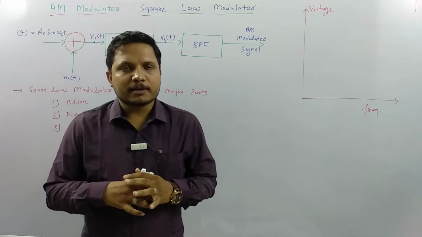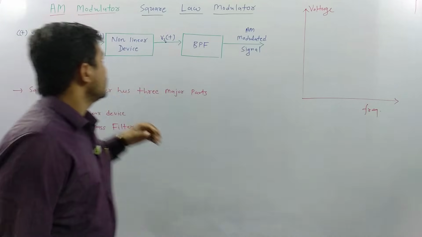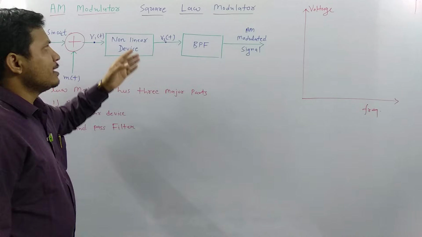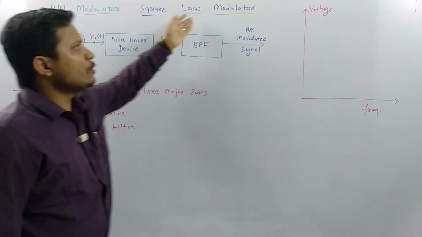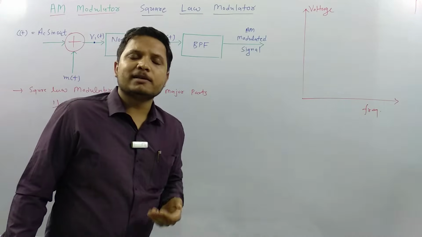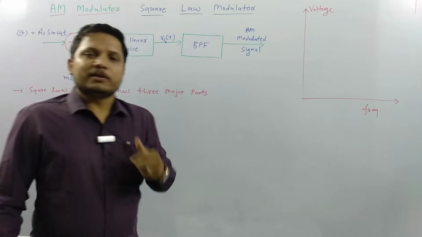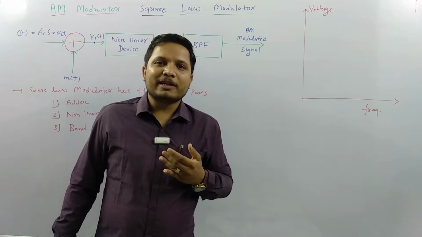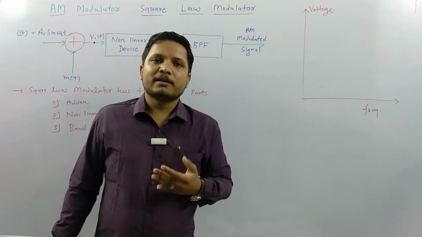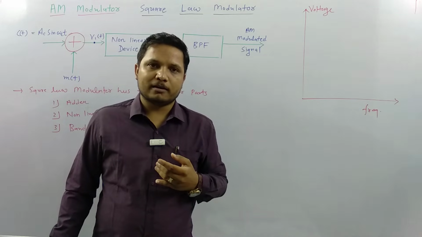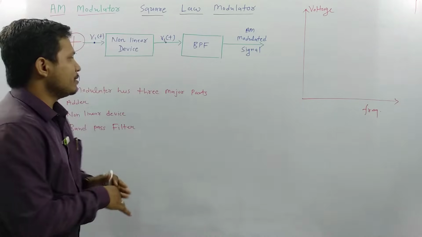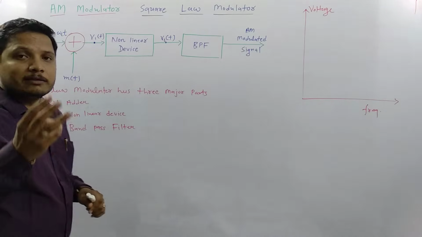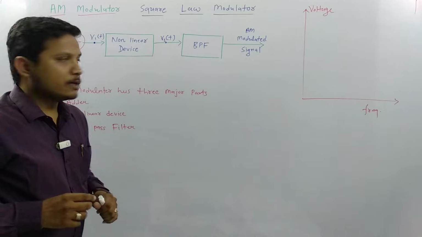Here in this session, I'll explain the amplitude modulator, and in that I'll explain the square law modulator. So in this session, I'll explain how we can generate an amplitude modulated signal by using a square law modulator. When we see the basic structure of a square law modulator, it consists of three different elements.